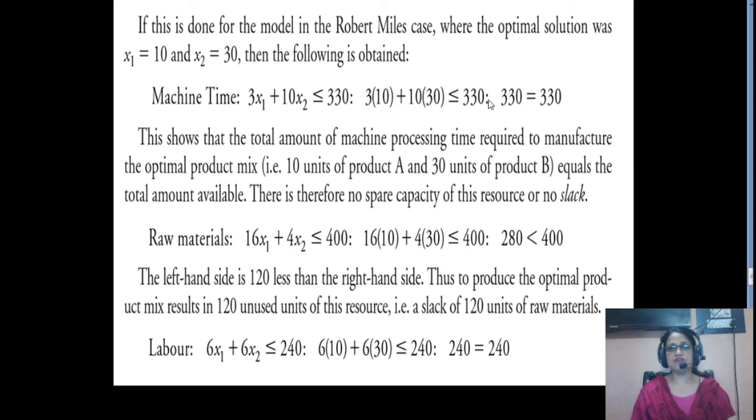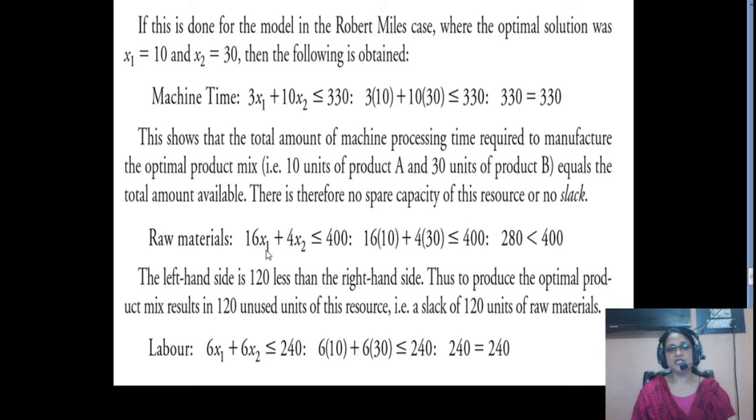10, 30, and we'll be getting 330. It means 330, the left hand side, is equal to our right hand side. See? So this shows that we do not have any surplus machine time which can accommodate further production of x1 and x2. It means machine time is fully utilized, right? So this is what we mean. This means that in case of machine time, we don't have any spare capacity, which is what we call slack, right?